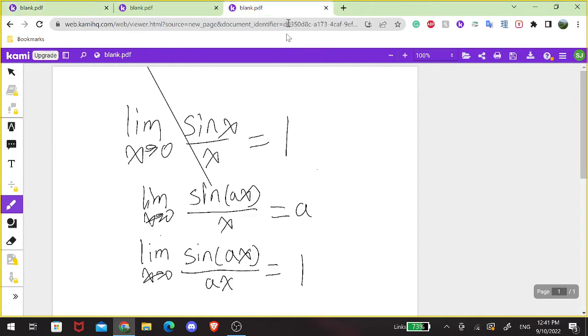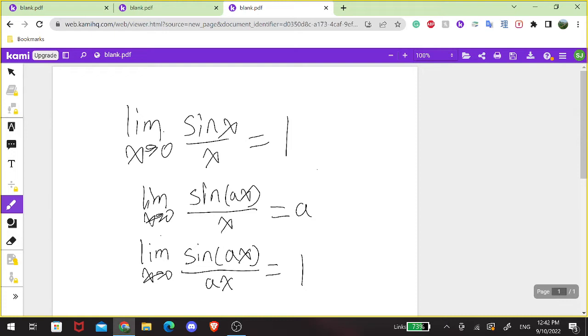Before we start, there are a few things that you need to know. First is that the limit of sine x over x is equal to 1. Then you need to know that the limit as x approaches 0 of sine x over x is 1. Second, the limit as x approaches 0 of sine of ax over x is equal to a. And third, the limit as x approaches 0 of sine of ax over ax is equal to 1.